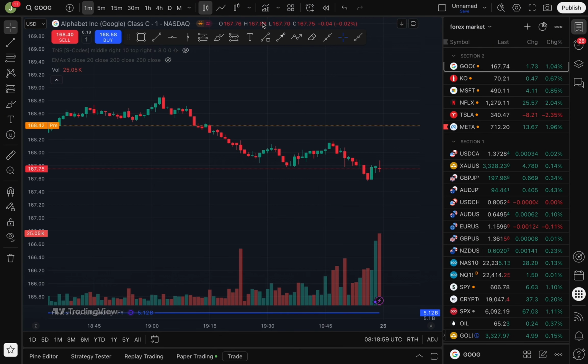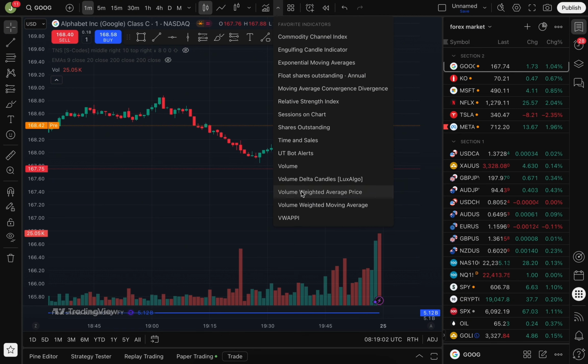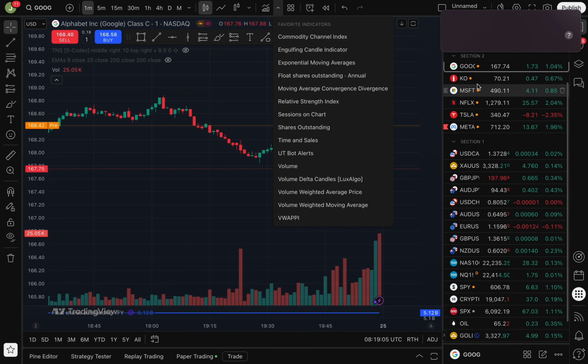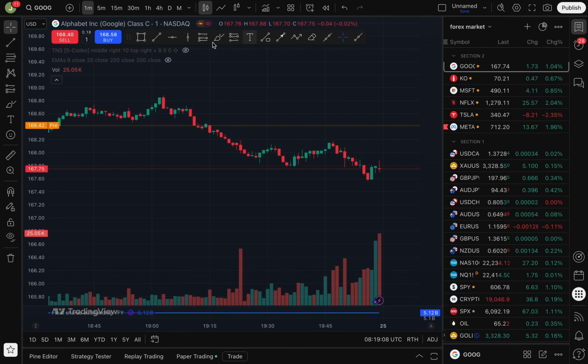We have indicators. You can see it right here. VWAP. My Siri went, sorry about that. And then we have all the drawing tools that you can use. So let's go back to our normal.